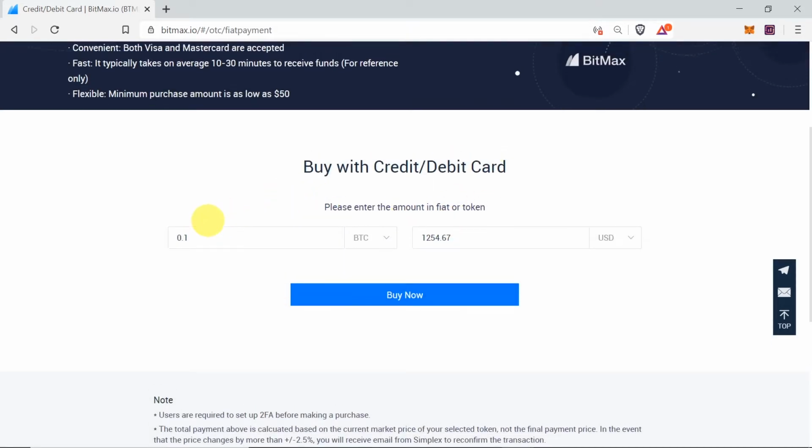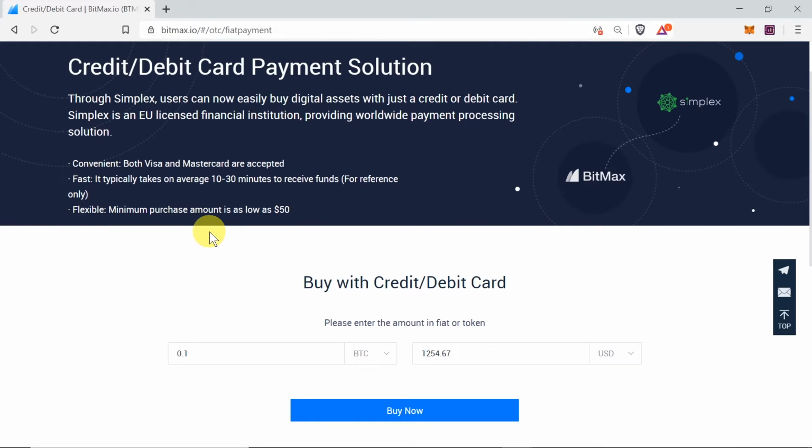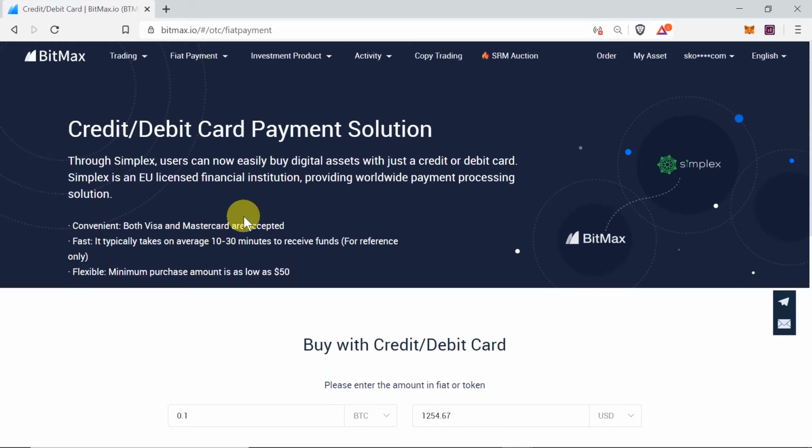I'm not going to go through this process step by step. If you don't know how to do it, let me know in the comments. I'll try to record a separate video on how to purchase cryptocurrency using a debit or credit card on BitMax.